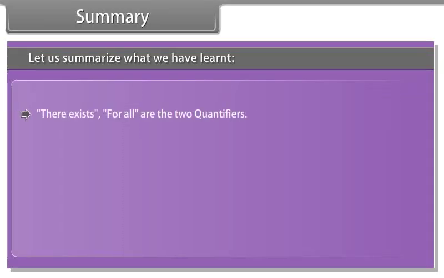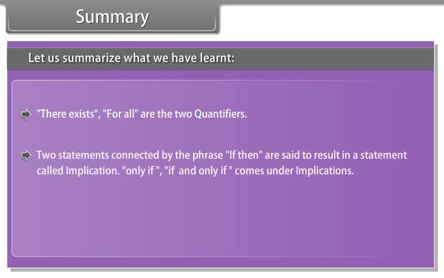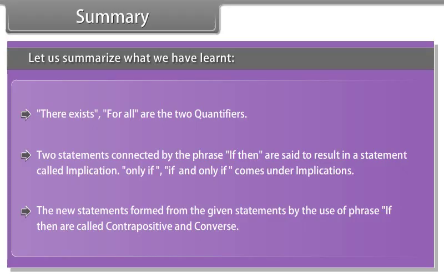There exists and for all are the two quantifiers. Two statements connected by the phrase if-then are said to result in a statement called implication. If and only if comes under implications. The new statements formed from the given statements by the use of the phrase if-then are called contrapositive and converse.